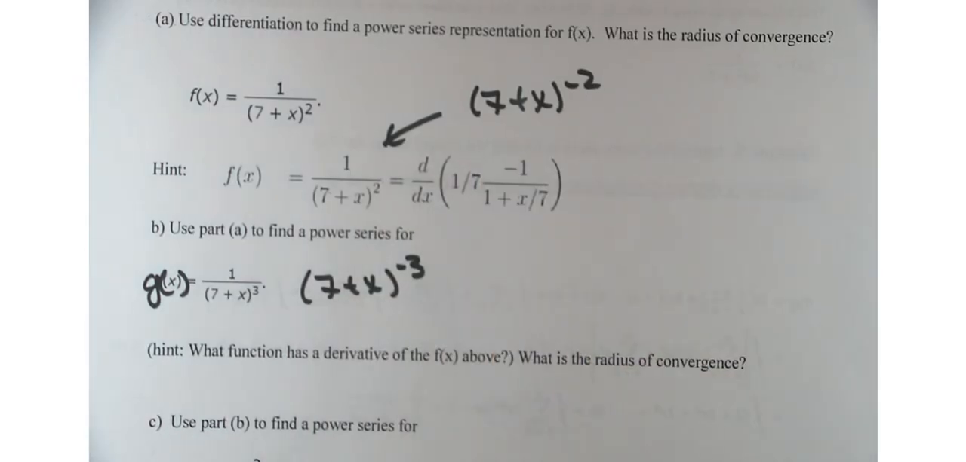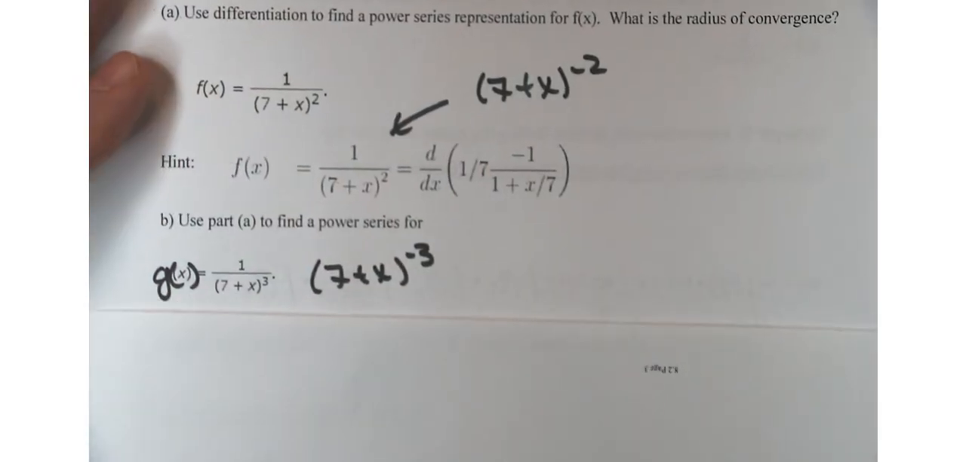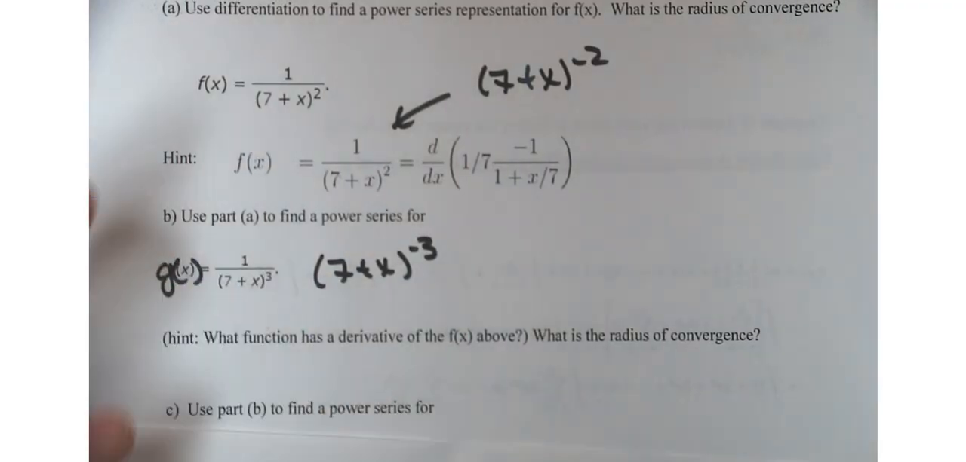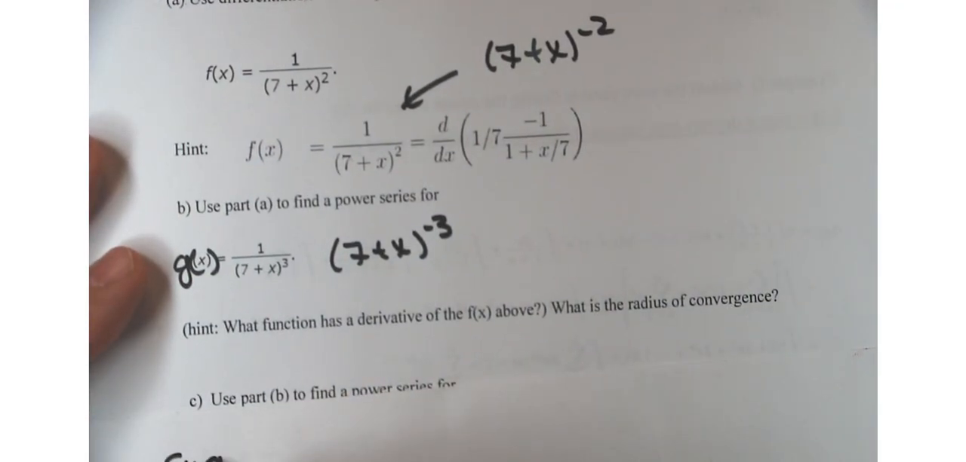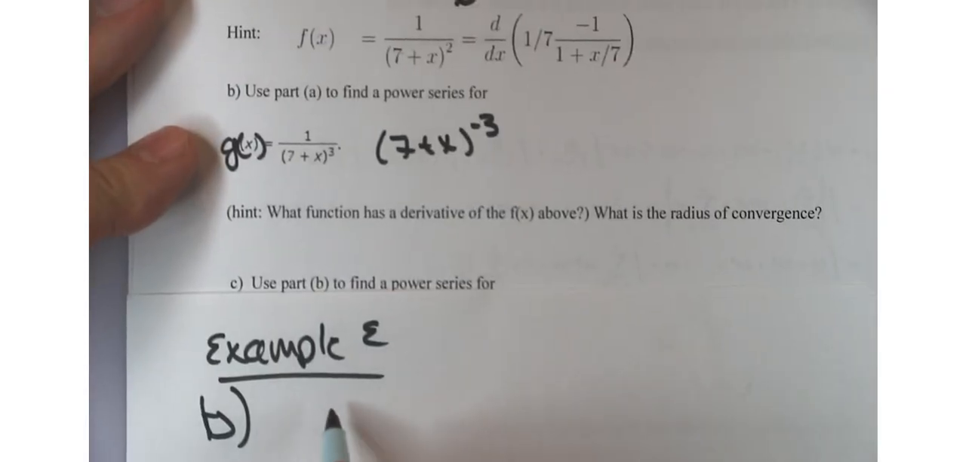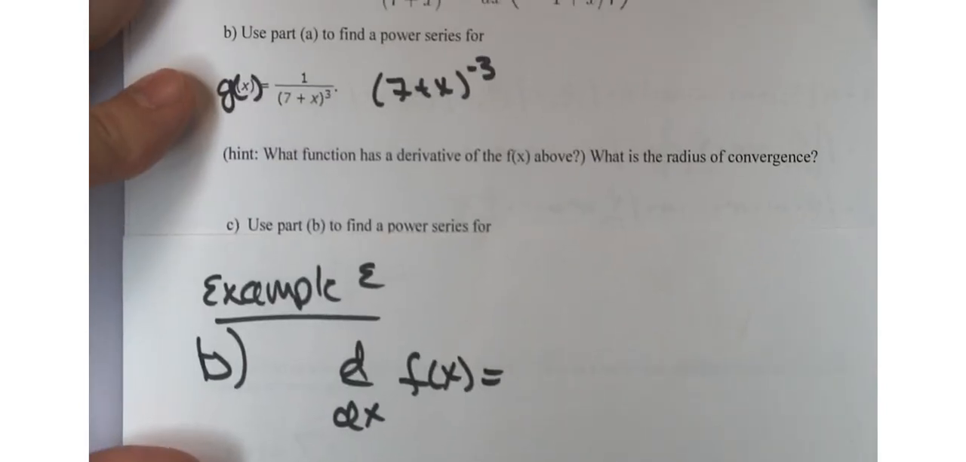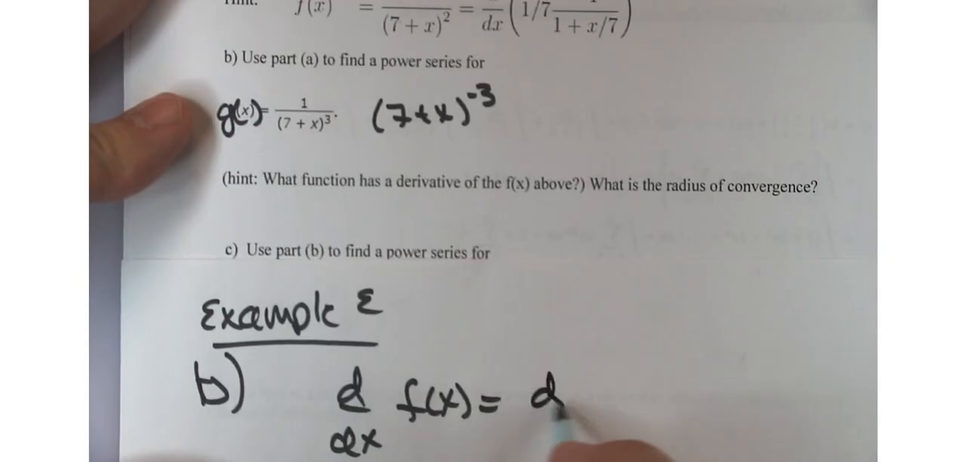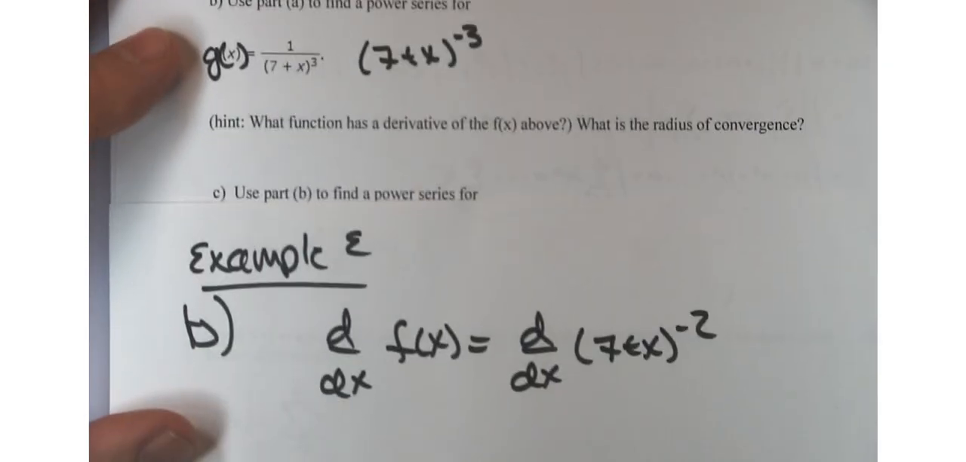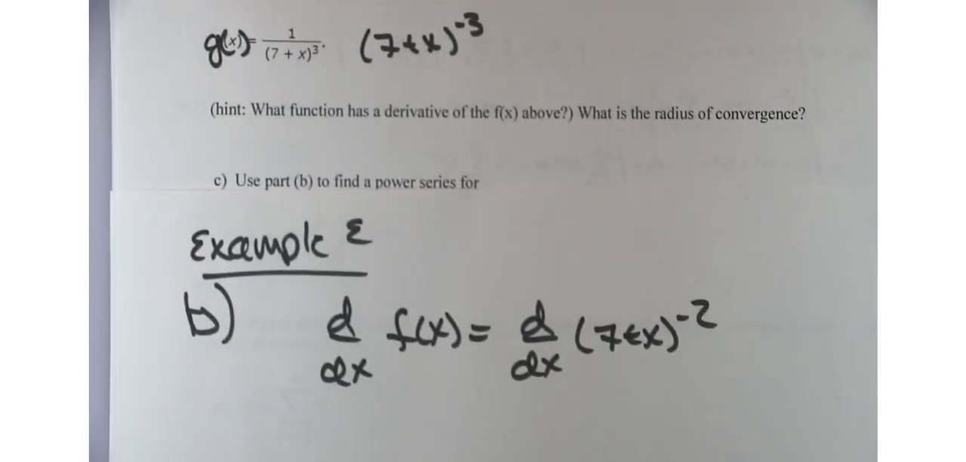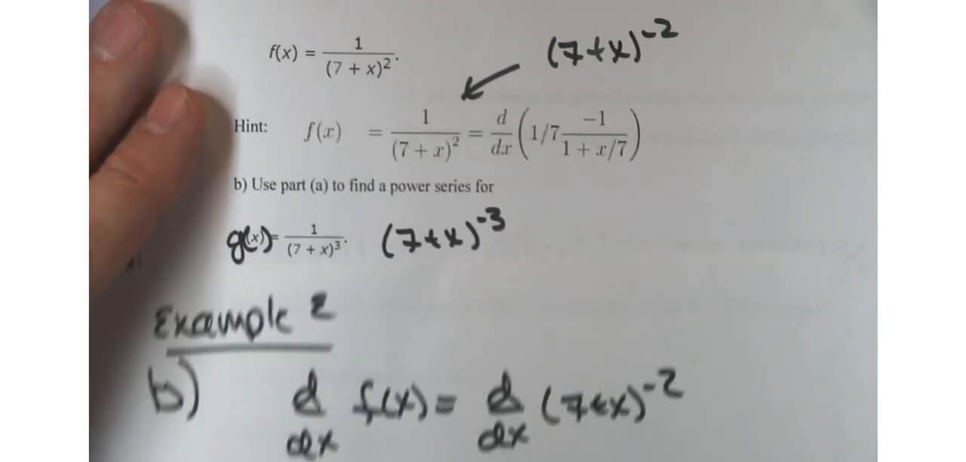All right, so continuing, this is example E, part B. Let's take the derivative d by dx of f of x and see what we get. So that's going to be d by dx of 7 plus x to the negative second. What's the advantage of writing it as 7 plus x to the negative second as opposed to leaving it as 1 over 7 plus x squared? Why did I take the time to do that?